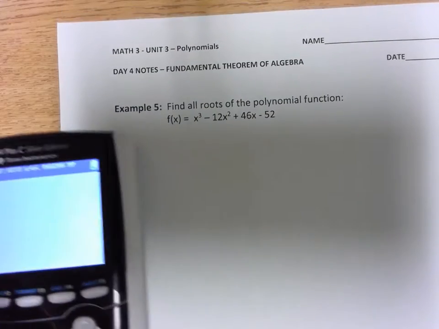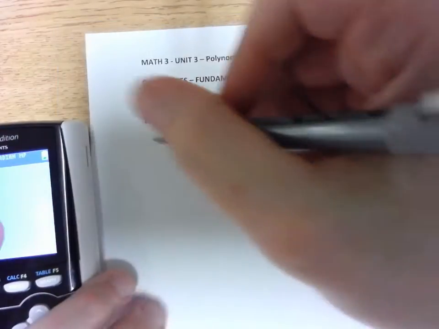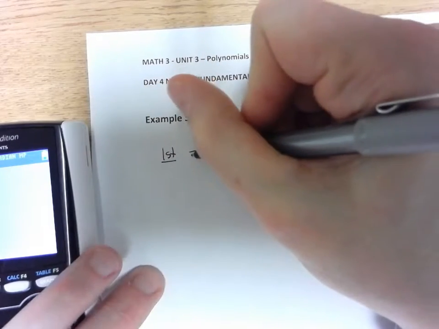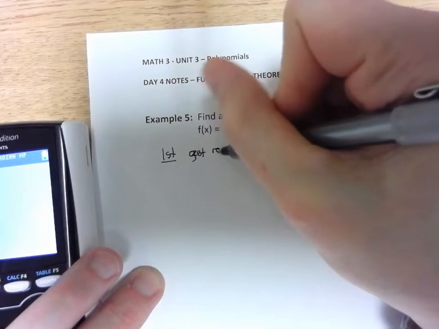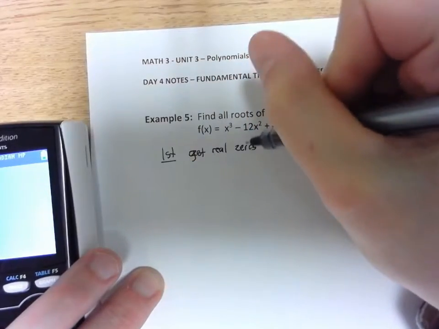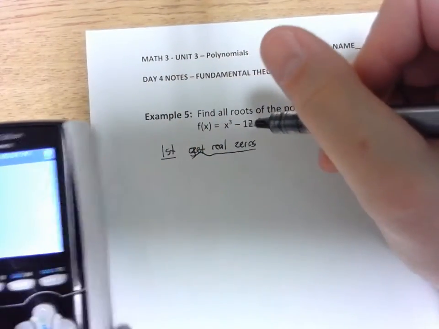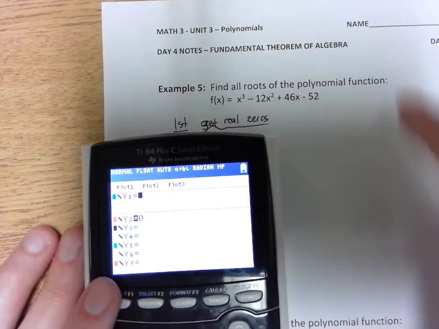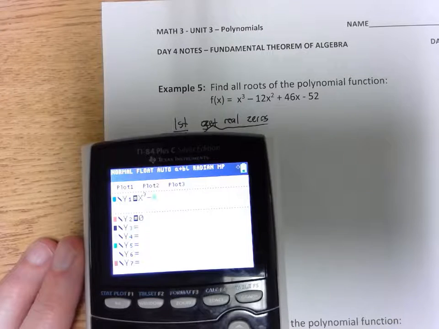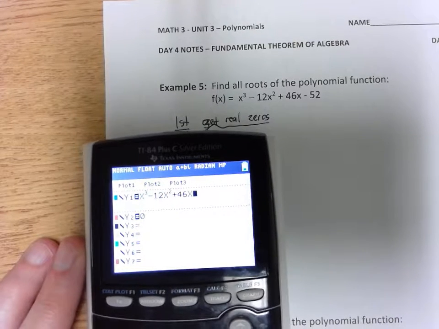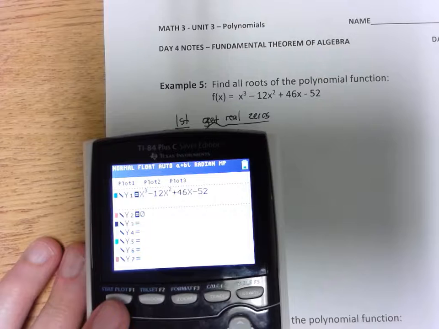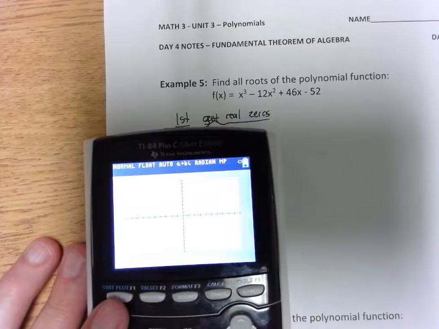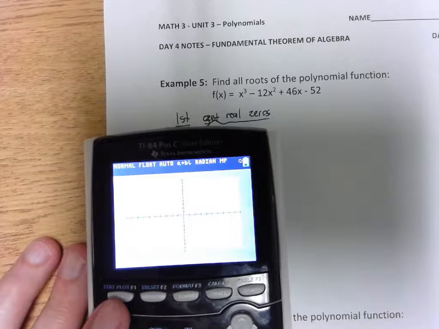Okay, so obviously the first thing we want to do is get the real zeros. So we're going to go ahead and plug that in. Y equals, keep the 0 in for y2, put that in for y1. Graph it, see where it intersects the flat line at 0, which is the x-axis. Give it a minute. It's slow.